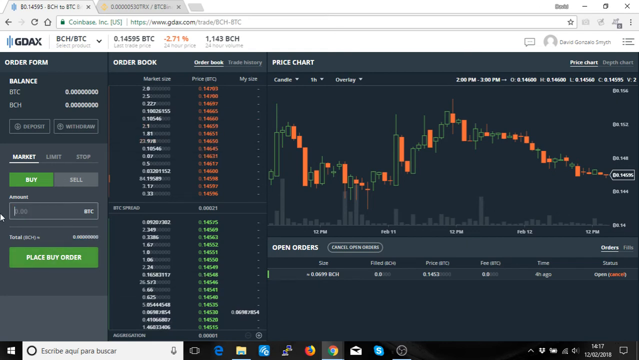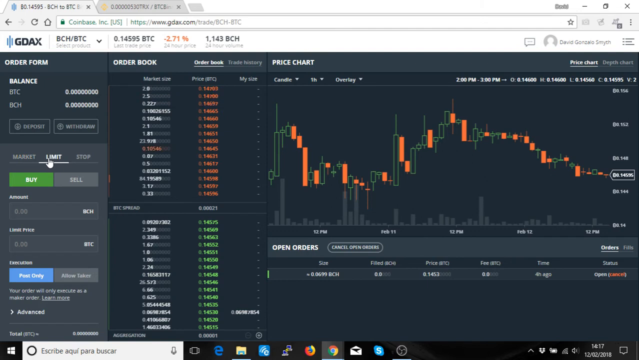For me, it's much more interesting to work with the limits. The limits are orders that you program for when the market gets to a certain value. So you can tell the exchange to buy when it's low or sell when it's high, and you set your values. This is the limit price.